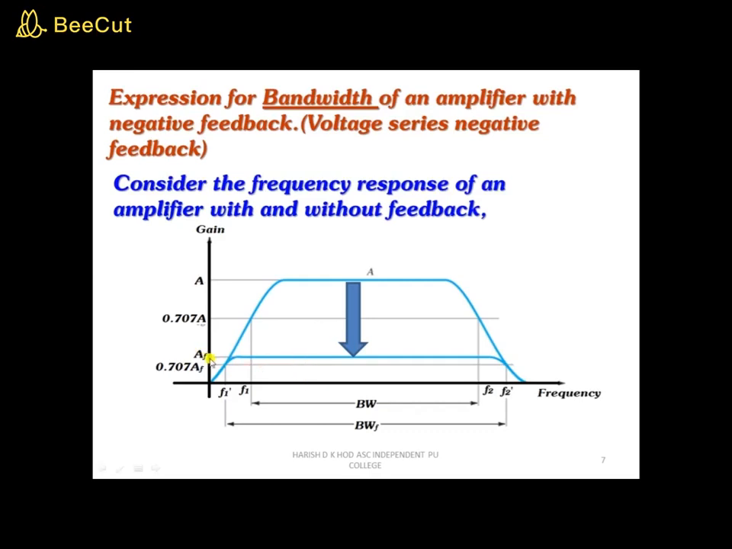AF is considered to be the maximum gain of an amplifier with feedback. If I multiply that maximum gain AF by 0.707, or divide it by root 2, then I get some value which is less than AF. From that value, if I draw a horizontal line that touches the curve at 2 points, and from those 2 points I draw 2 vertical lines, I get 2 cutoff frequencies, namely F1 dash and F2 dash, that is the lower cutoff frequency and upper cutoff frequency of an amplifier with feedback. Then by taking the difference between F2 dash and F1 dash, I get the bandwidth of an amplifier with feedback.